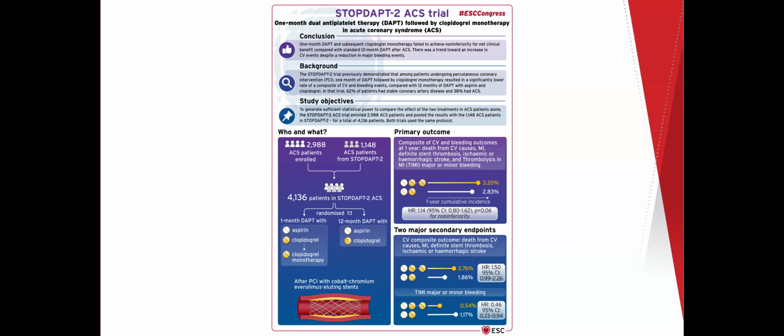And here's the visual abstract from ESC on the STOP-DAPT-2 ACS trial that compared 1 month dual antiplatelet therapy followed by clopidogrel monotherapy in ACS.